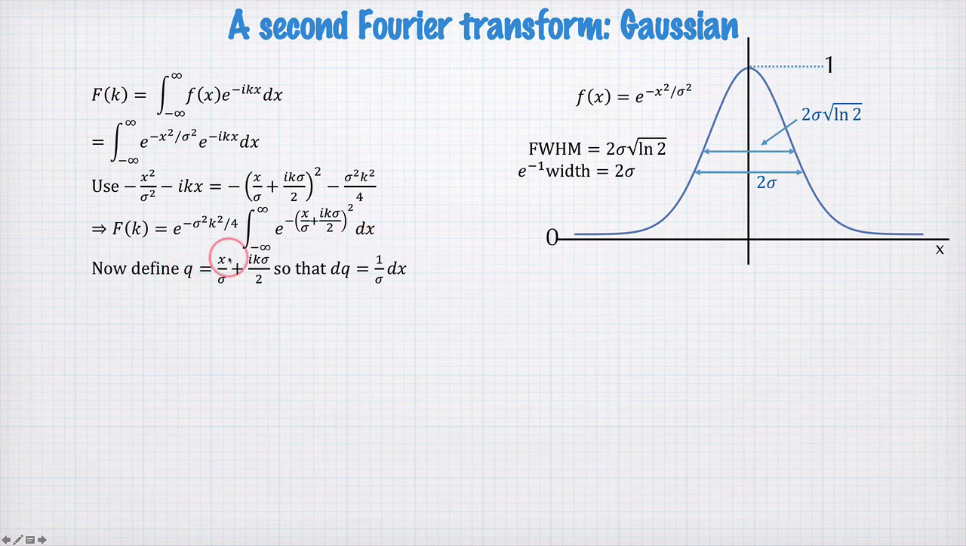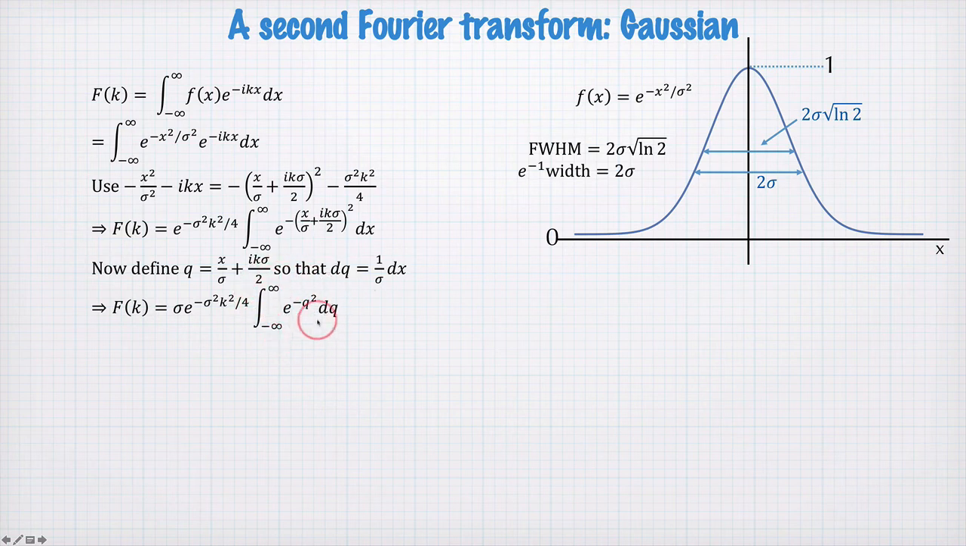We can write q as x on sigma, ik sigma on 2, that's this thing in the brackets here. And then we can have dq is equal to 1 on sigma dx. Doing that change of variable in the integral leaves us with this integral here. So we've got a sigma out the front from the change of variables, the factor we extracted previously, and now just the integral from negative to positive infinity of e to the negative q squared dq.